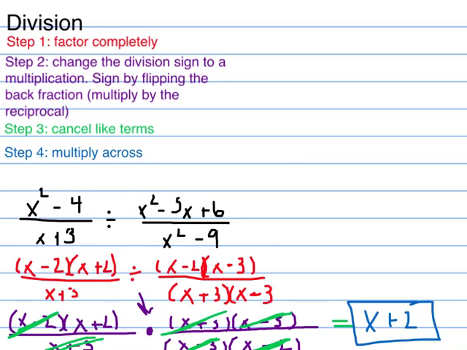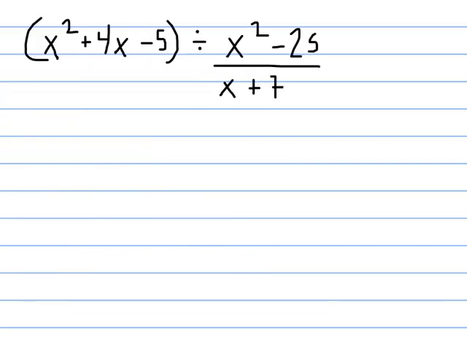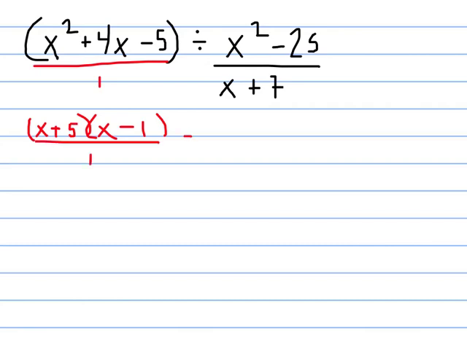Let's look at one more problem like that. We have x squared plus 4x minus 5 divided by x squared minus 25 over x plus 7. If I don't have anything on either one of my terms, you can think of that over 1, which will help you balance out the numerators and denominators. Now let's go ahead and factor. I have x and x, plus 5 and minus 1, over 1, divided by x plus 5, x minus 5, over x plus 7.